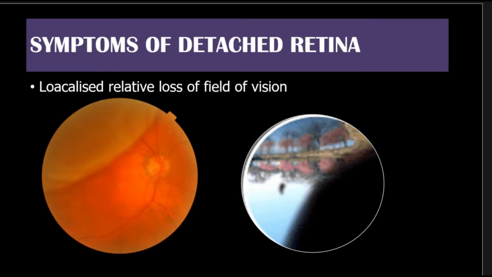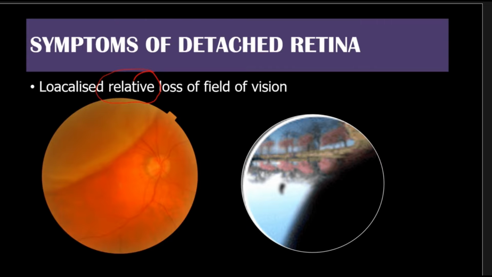Okay, what about the symptoms? The patient usually is going to complain of a localized relative loss of field of vision. In a retinal detachment, the loss of field of vision is relative, compared to retinoschisis, where you see an absolute loss of field of vision or an absolute scotoma. So the type of scotoma that you see in the early stages of RD is a relative scotoma.